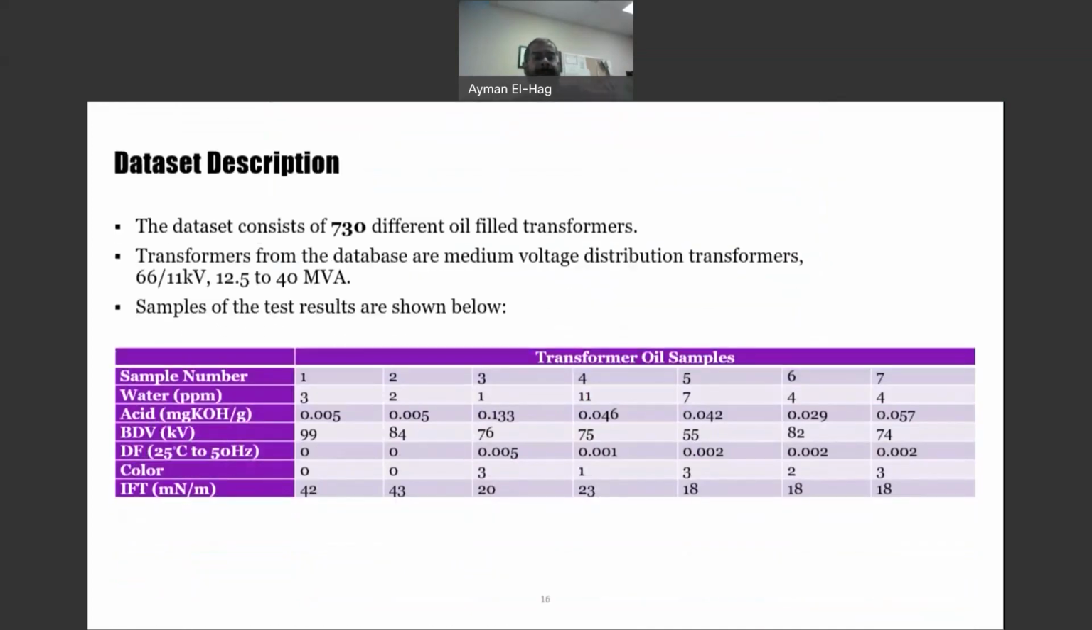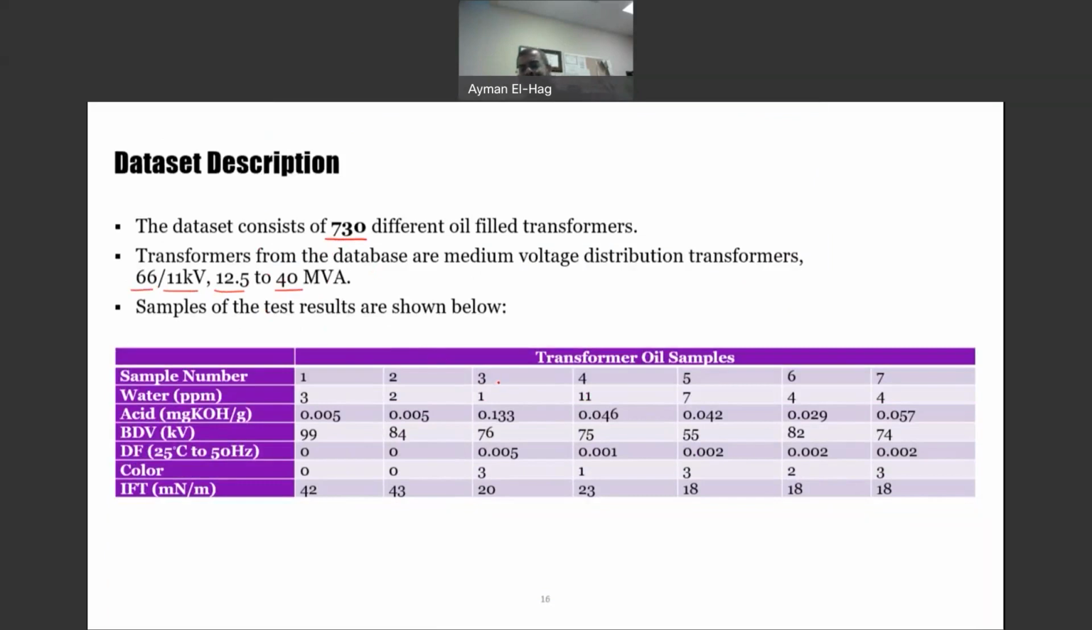Okay, so a little bit of the data set description. This is a data set of 730 different oil-filled transformers. These transformers are rated between 12.5 to 40 MVA. This is the power rating, and all of them change the voltage from 66 to 11 kilovolt, and all of them come from one specific country.